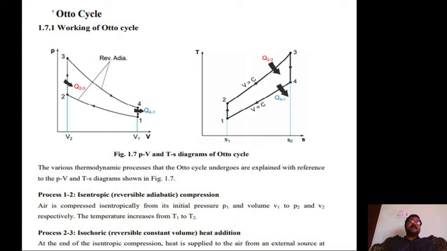Heat addition takes place, because in the Otto cycle also, all the assumptions you have made hold good. That is, the cycle is reversible, the process is reversible, the cycle is a closed one, and the Cp and Cv values are constant. The heat is added externally. Like that, the different assumptions made for the air standard cycles all hold good for the Otto cycle also. 2 to 3 is the reversible constant volume heat addition process. At the end of the isentropic compression, heat is supplied to the air from the external source.